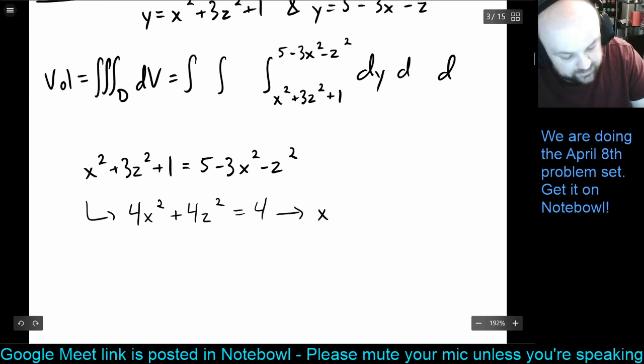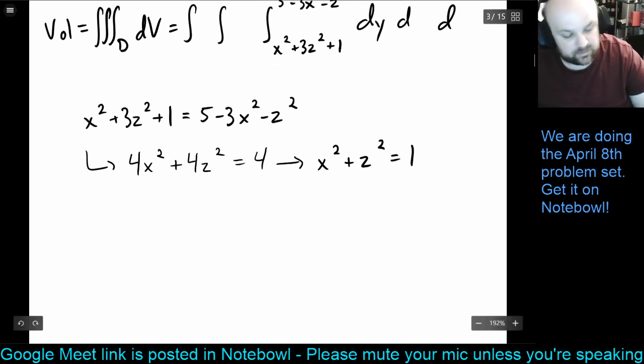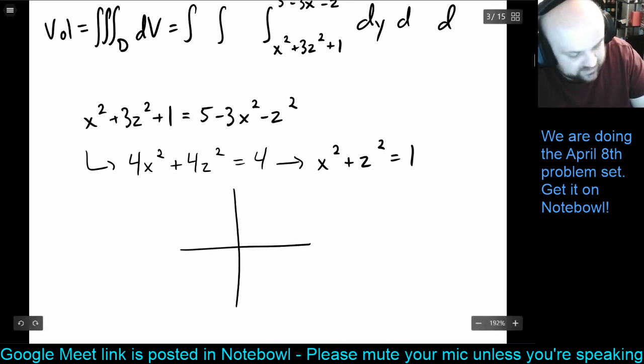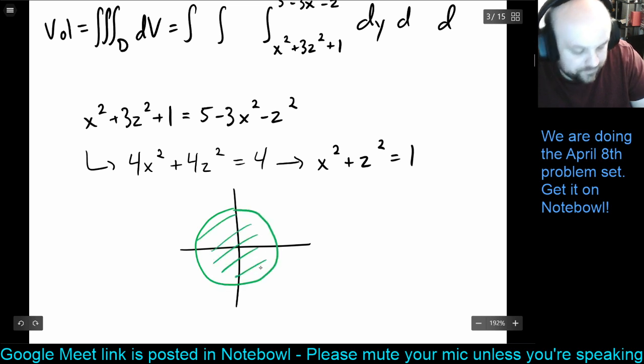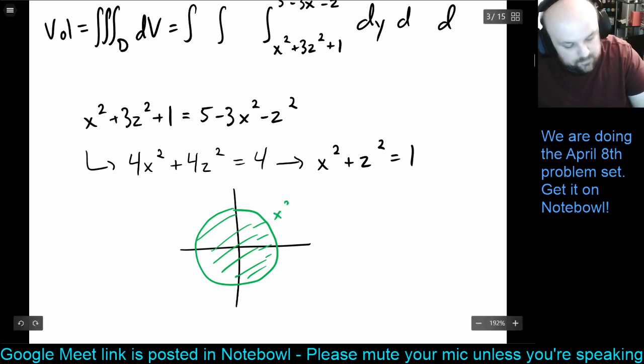All right, so it looks like the intersection, at least in the xz plane, is actually just a circle of radius 1. So we're integrating over a region that looks somewhat like this. Right, this is the shadow of that region in the xz plane.